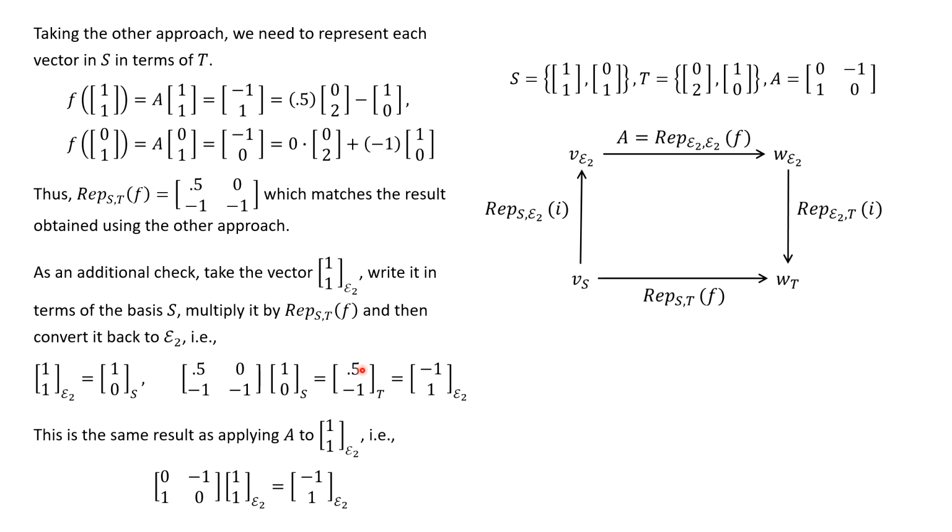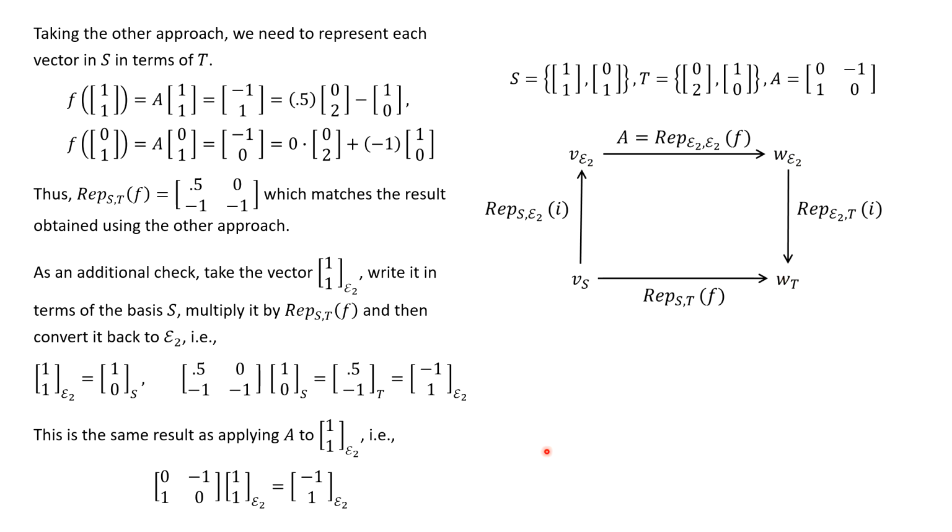We get 0.5, minus 1, but this is in T. So we started here with this vector, but we went down to how it's represented in S. We multiplied by this matrix, and then we have something in terms of T, but let's convert that to the standard basis. So we have 0.5 times this, which is 0, 1, and then minus 1 times this, which is minus 1, 0, and you add those two together and you get this here.